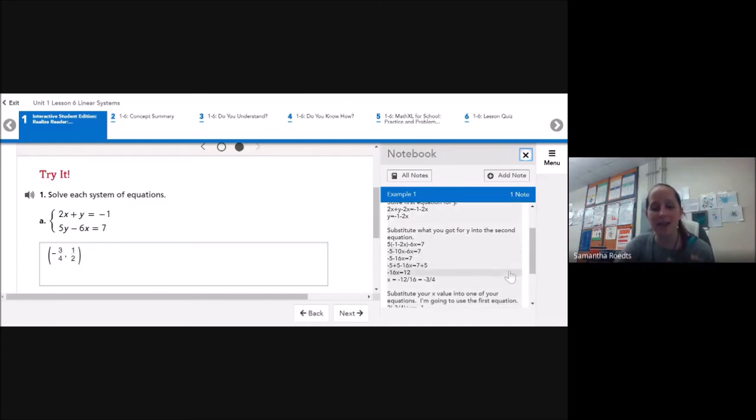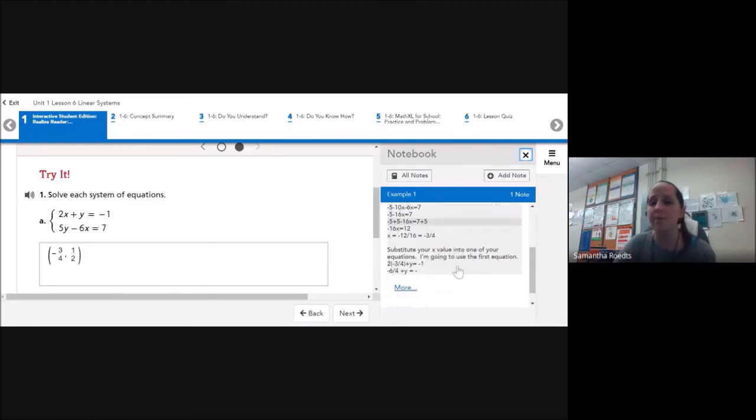I then take that -3/4 and I substitute it back into one of these equations. You can use either equation. You can substitute it back into the second equation or the first equation. I would recommend the first equation because y is already by itself, which will eliminate some of the steps I have to do mathematically. So when I substitute my x value in, I'm going to do it into my first equation.